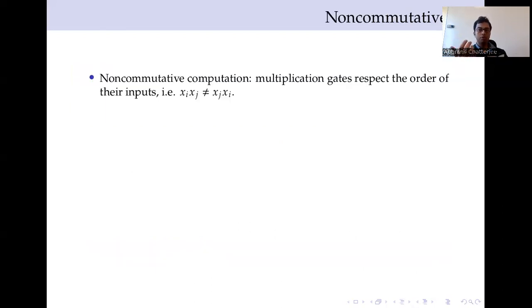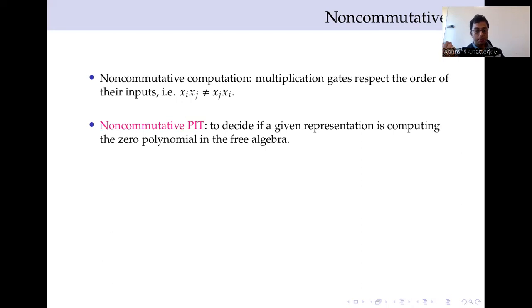So till now, whatever we discussed, we didn't distinguish between x1, x2 and x2, x1. These are considered the same monomial. But suppose now we impose some restriction on the multiplication gates, saying that the left child times the right child and the right child times the left child are distinguished. So x1, x2 and x2, x1 we consider as two different non-commutative monomials, or as strings. It computes a non-commutative polynomial in the free algebra. So now we can define non-commutative PIT.